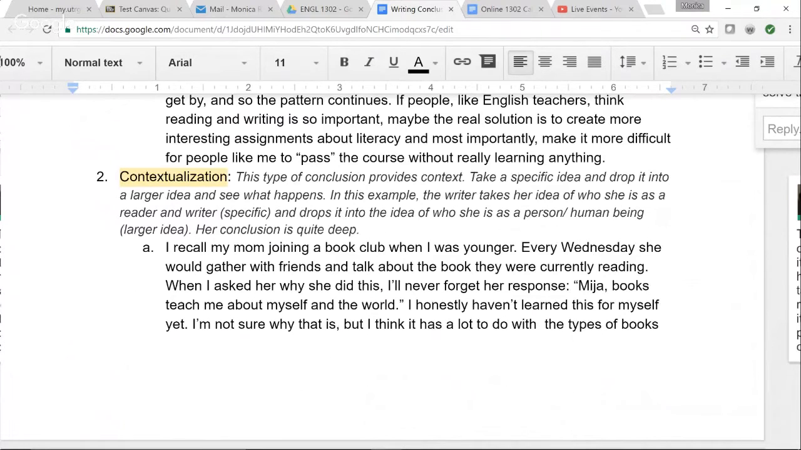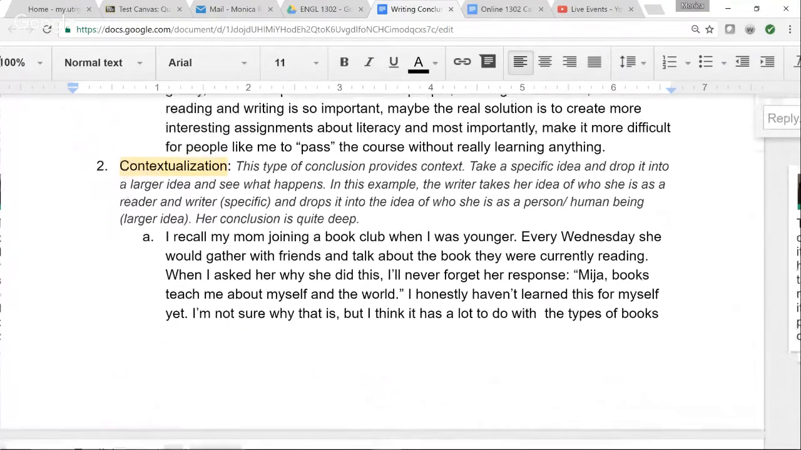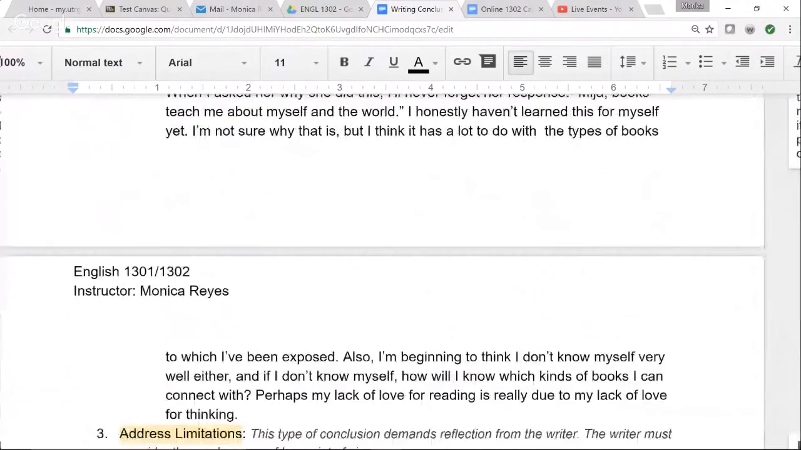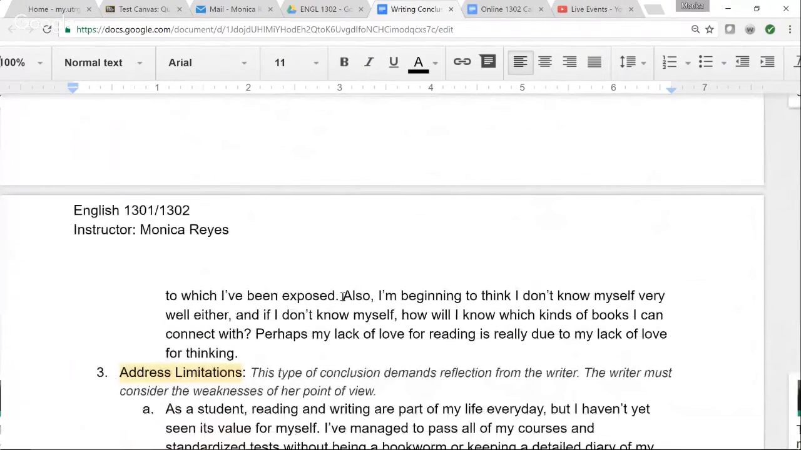I really suggest for students to try the contextualization conclusion because it helps you make connections between whatever issue you're describing and a larger issue. So, for example, in this conclusion, the student taps into a really insightful idea about how she doesn't know herself very well. And perhaps that has something to do with how she's never taken the time to read and reflect in her writing about who she is.